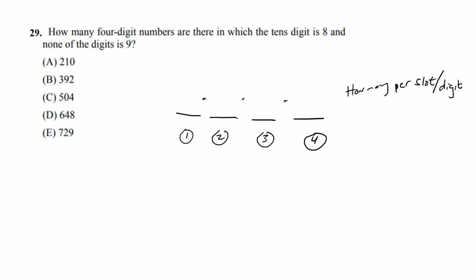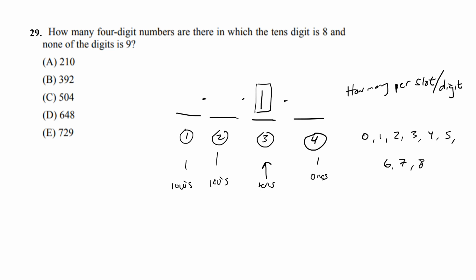So the tens digit, that's this one right here. Remember, this is ones, tens, this is hundreds, and we have thousands here, okay? The tens digit has to be an 8. So there's only one number that can go in there. So we'll leave that with a 1, okay? None of the digits is 9. Now, let's just remember how many digits we have. We can have a 0, we can have a 1, 2, 3, 4, 5, 6, 7, 8, and 9.